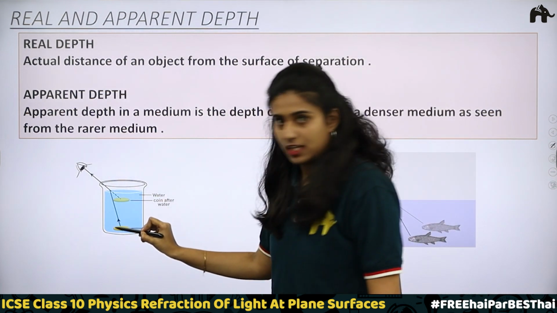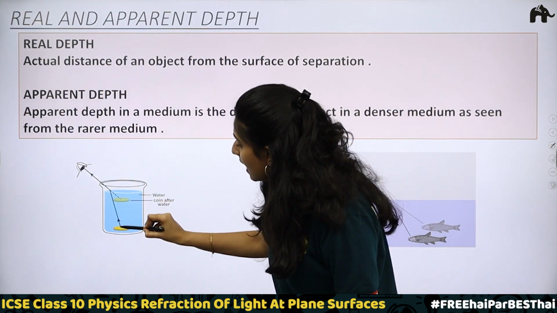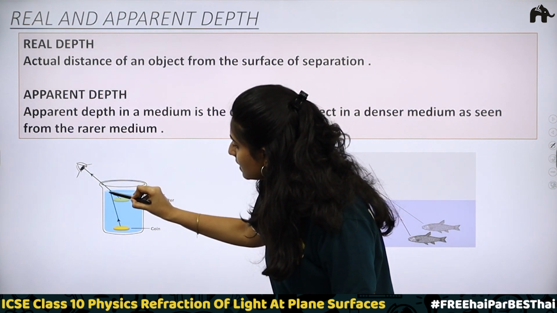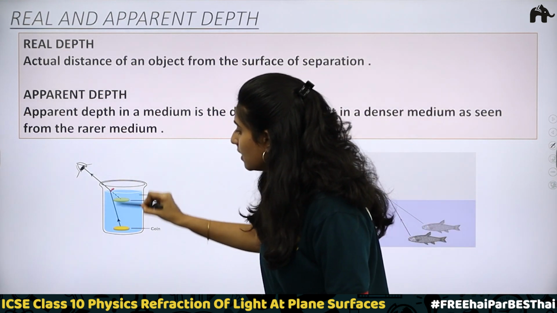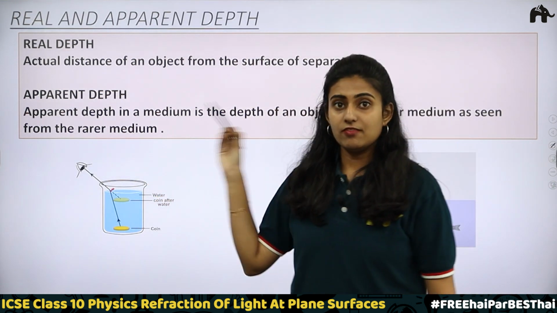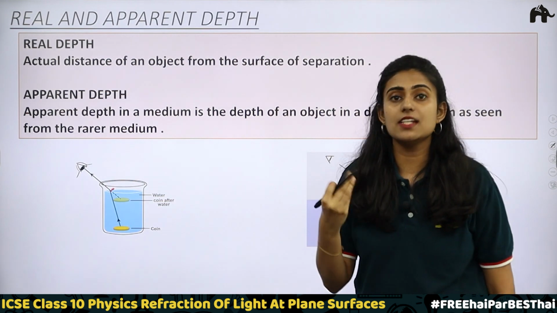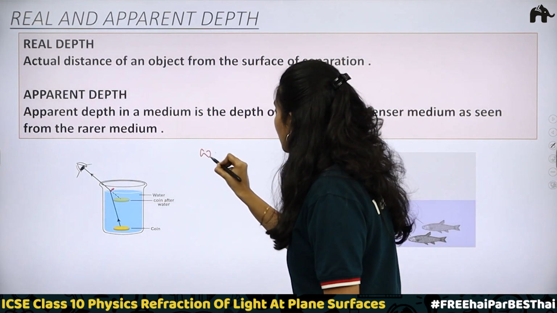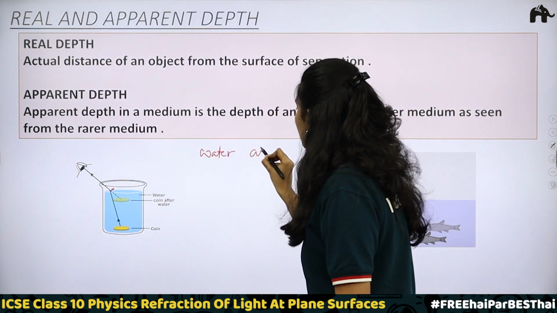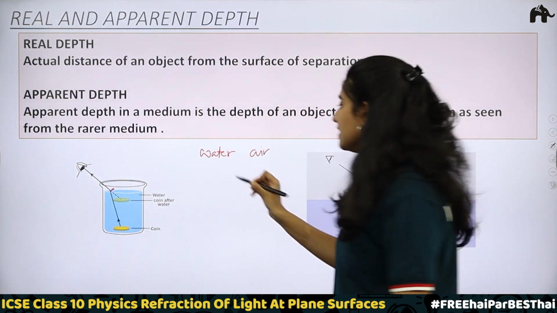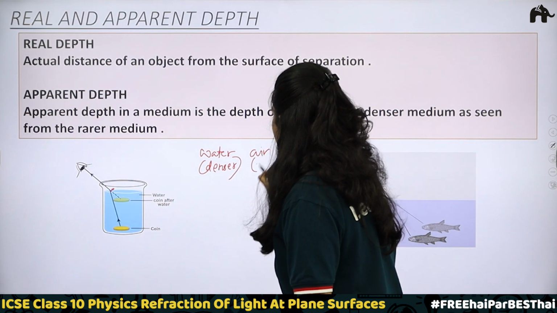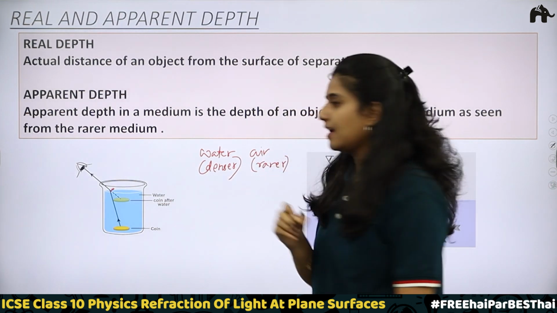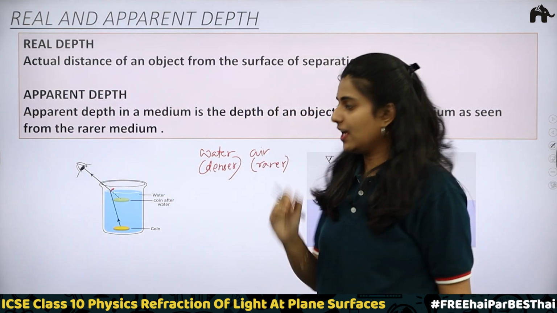Light rays from this coin, so here we have the incident ray, will reach this point. Here we have a change in medium. Till here it was water, after that we have air. We know that when light travels from a denser to a rarer medium, with water and air, which is the denser medium? Water is the denser medium. Density is more in the case of water, and air is the rarer medium. What happens to the light ray then? It bends away from the normal.